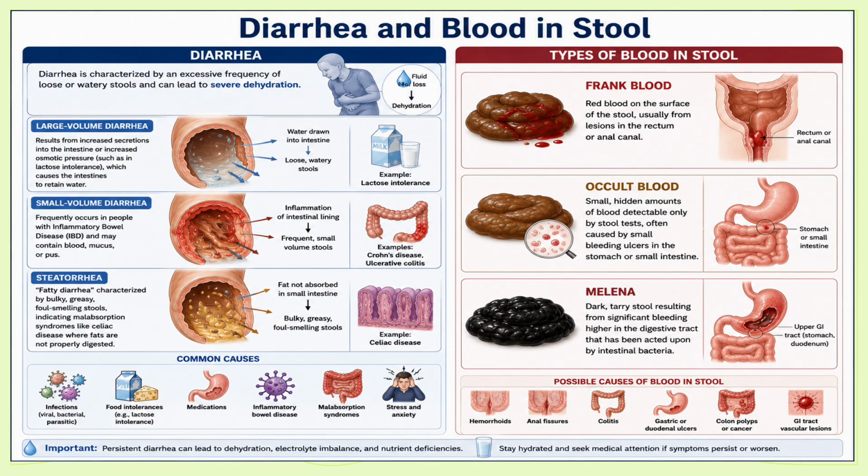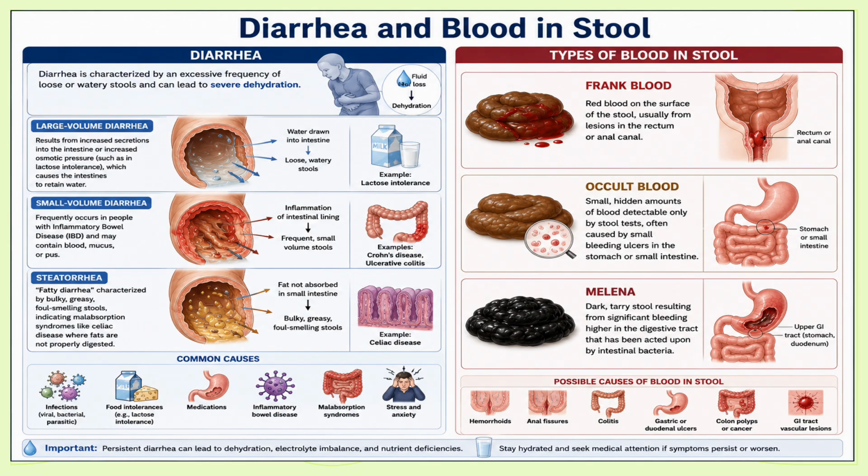Now, this type of diarrhea is normally related to infections or short transit time, where the contents are passing by really fast, right? And this limits reabsorption, because it's going so fast. In contrast, small volume diarrhea frequently occurs in people with inflammatory bowel disease, which we're going to cover in the GI disorders lecture.